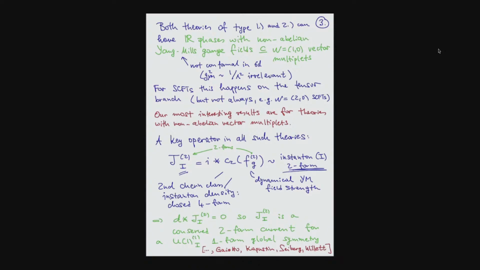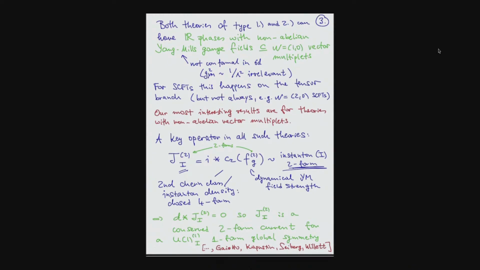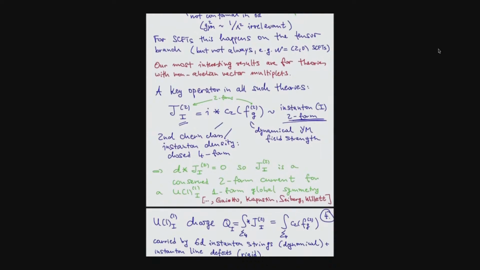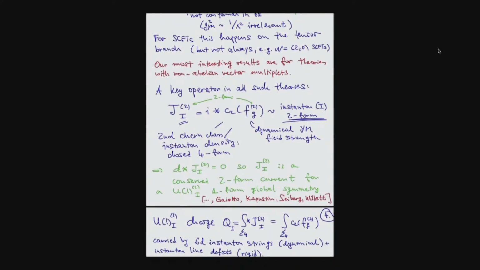Now, as I said, for strongly coupled superconformal theories, this non-abelian gauge theory description is valid on the tensor branch. But in other examples, like in certain types of little string theories, it's true even at the origin. And what I'm going to say is going to be most dramatic in theories that have such gauge theory phases, although there's a version of it more generally.